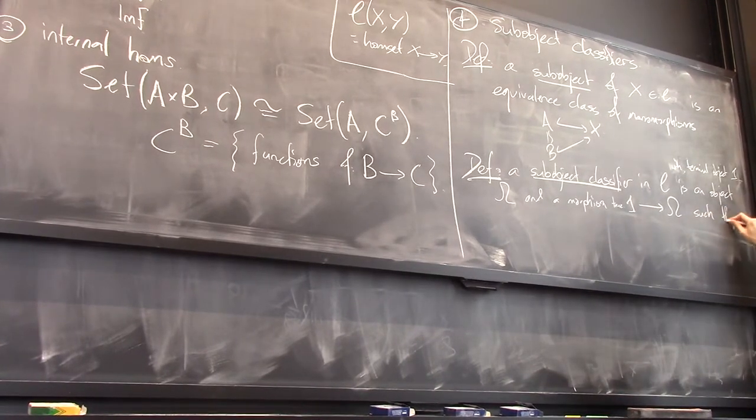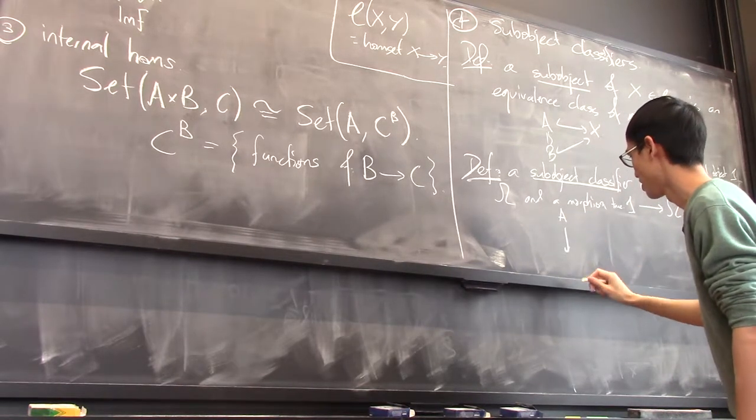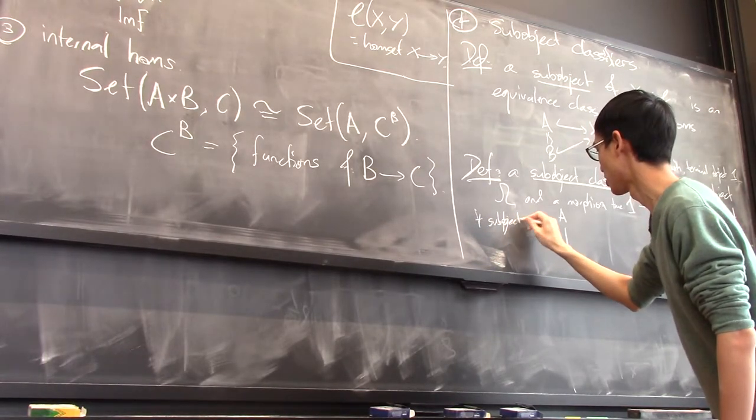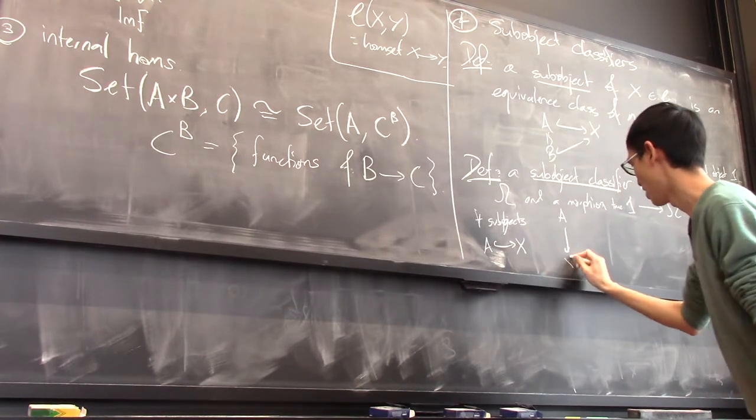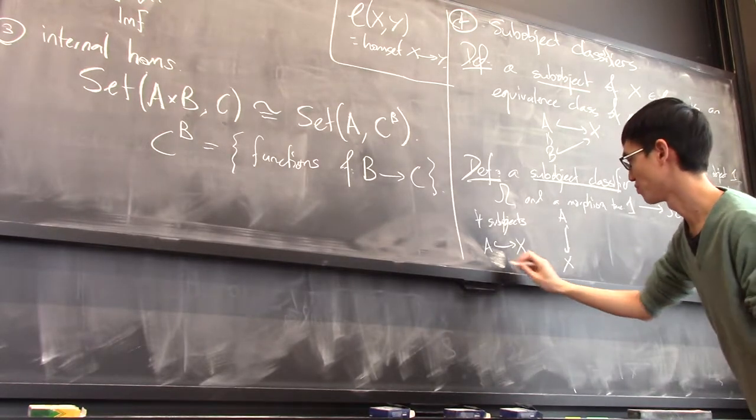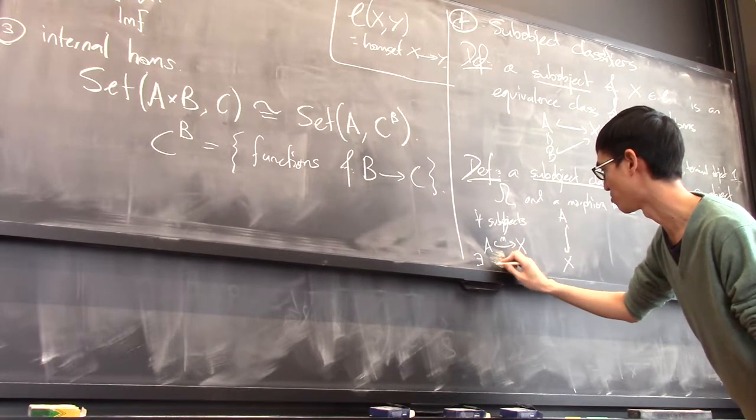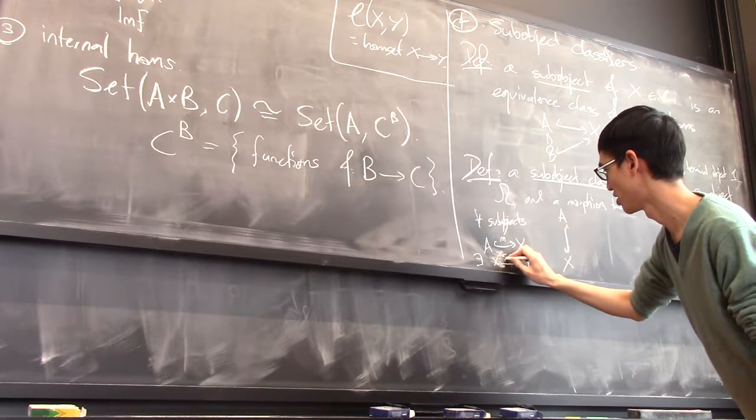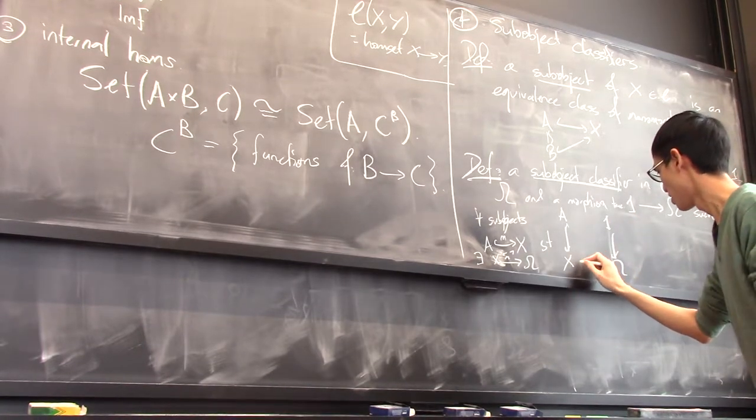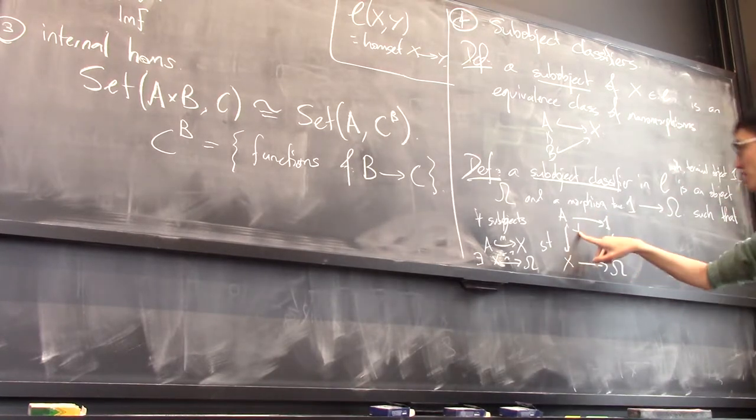such that for all sub-objects, if we have a sub-object A sitting inside X, we'll call this M. Then there exists some map from X to the sub-object classifier, such that this is a pullback square. So this is the notation for a pullback square.